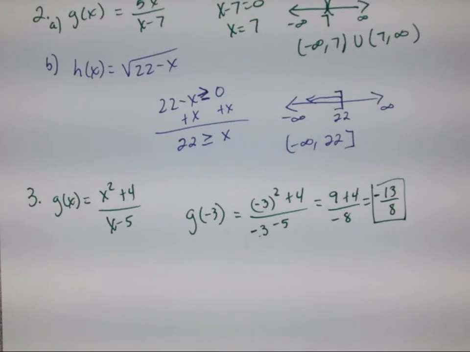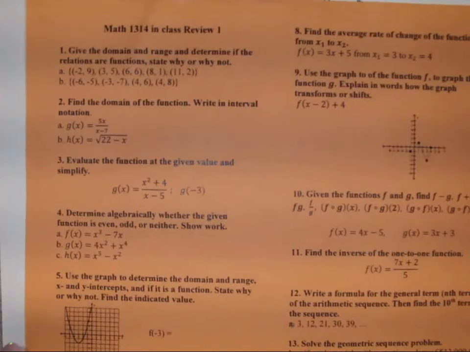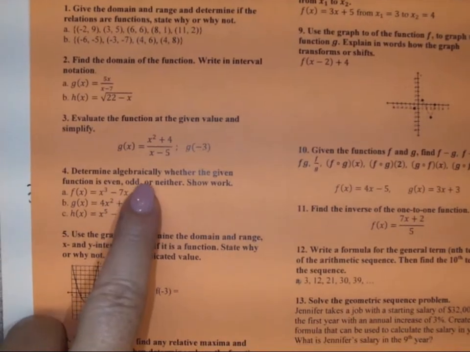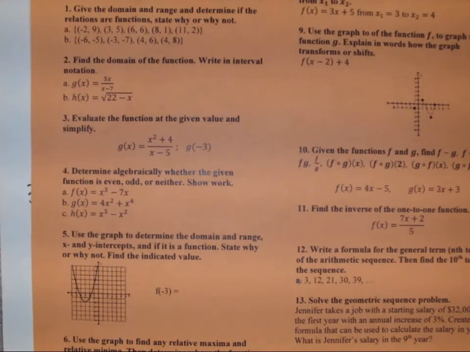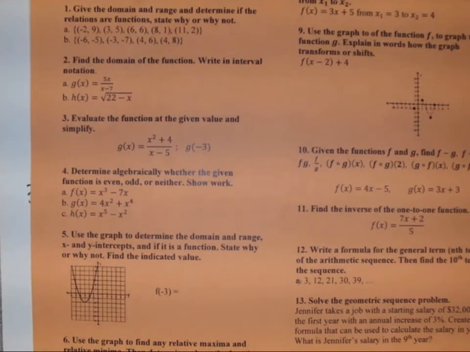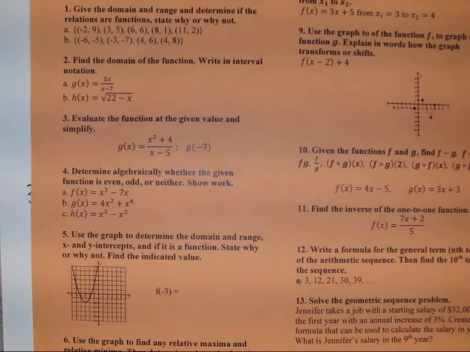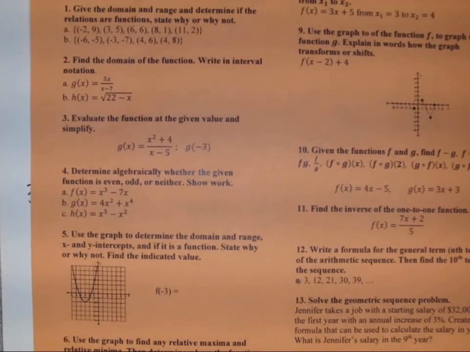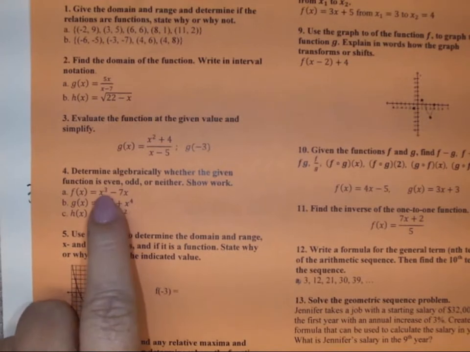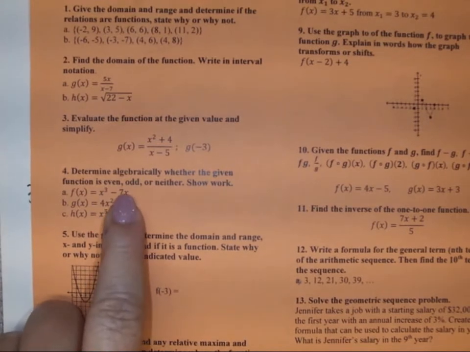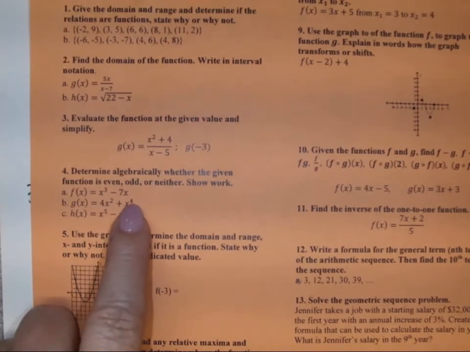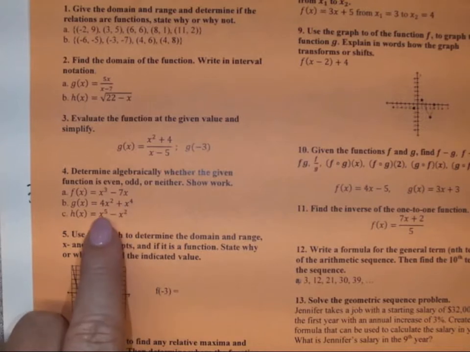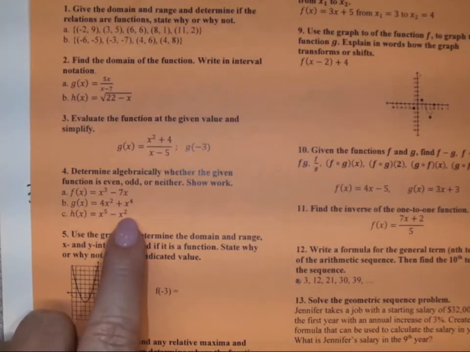Okay. The fourth one, we need to determine algebraically whether the given function is even, odd, or neither, and we need to show work. Now remember, I've told you that we can look at the exponents to kind of know what we should be looking for. If both of the exponents are odd, it should be an odd function. If they're both even, it should be an even function. And if they're odd and even in there, then it's going to be a neither.